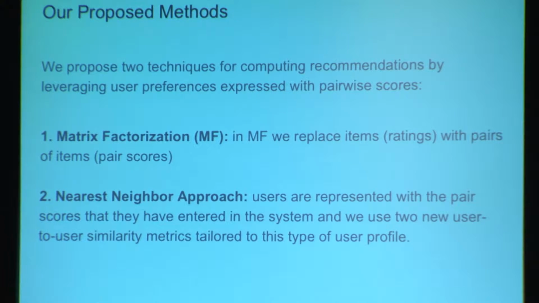Our contribution is in 2 ways. The first one is to propose a matrix factorization. In matrix factorization, what we do is we replace items with pairs of items. And in nearest neighborhood, we feel that Pearson correlation is not appropriate for pairwise preferences. So we propose 2 new similarities that can be used when you have pairwise preferences.